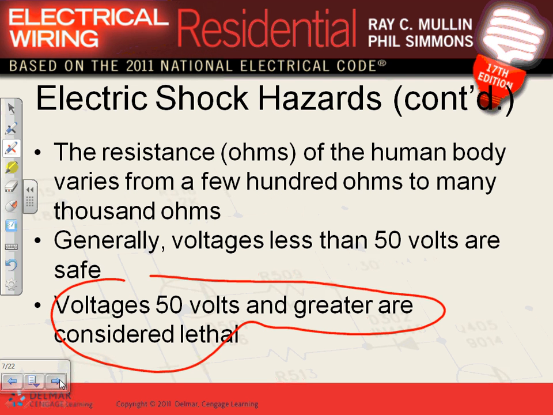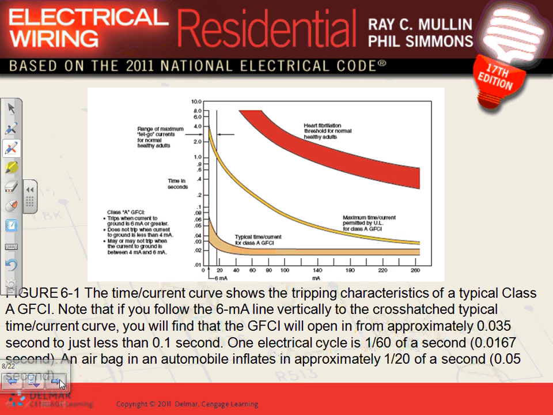And the system has to be grounded by code if it's more than 50 volts. Voltages of 50 volts and greater are considered lethal. So if your system is 50 volts or more, you have to ground it. Grounding system. Okay, here's a nice graphic, guys.